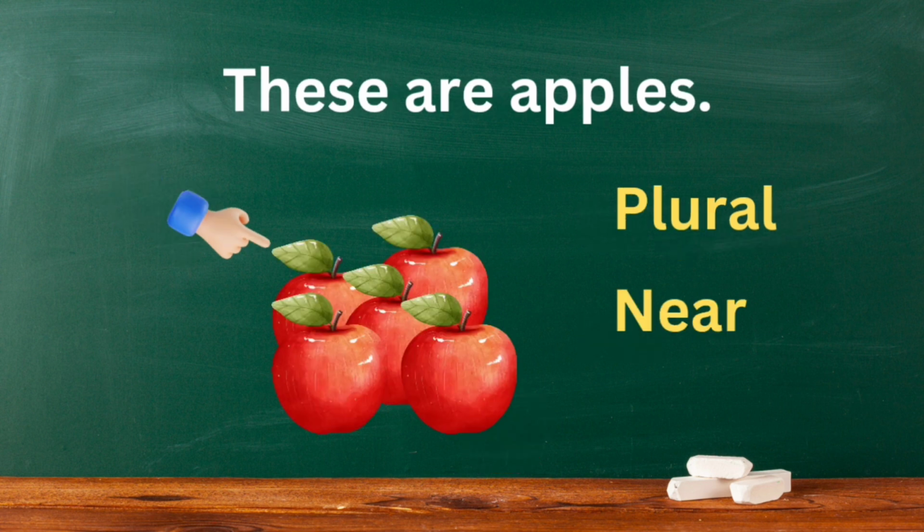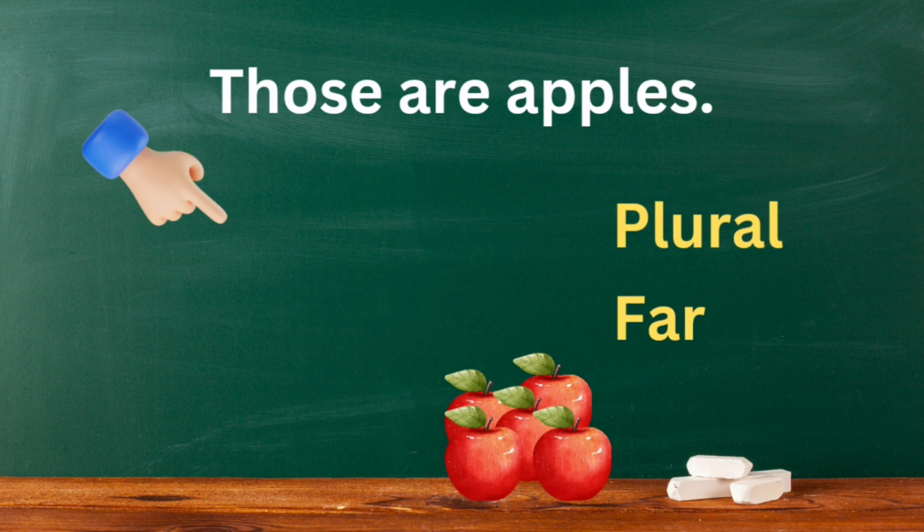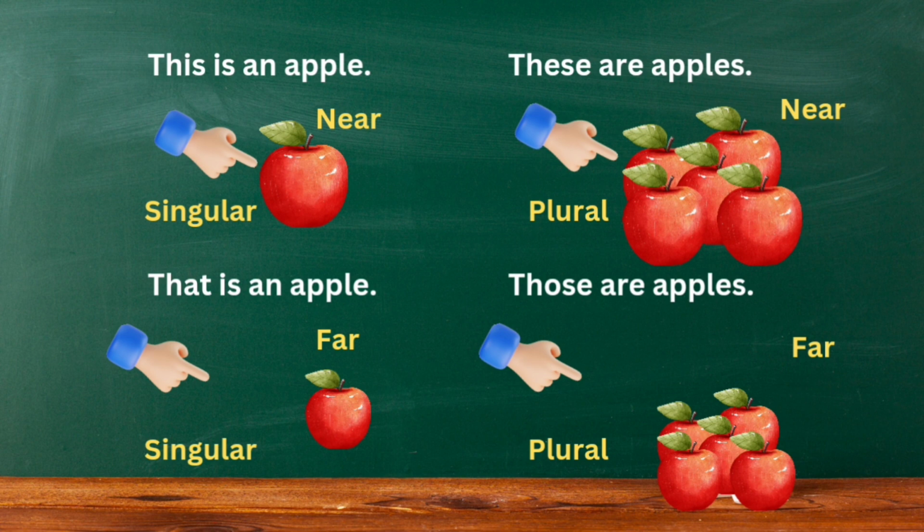Next, we have the word these. These are apples. There is more than one apple, so it is plural. And we don't say this are apples, we use the word these instead of this and say these are apples. It is the same for those. Those are apples. There is more than one apple, so it is plural, and the word that changes into those.